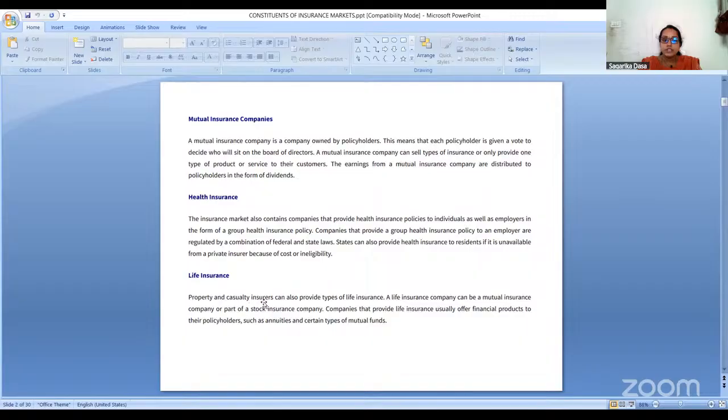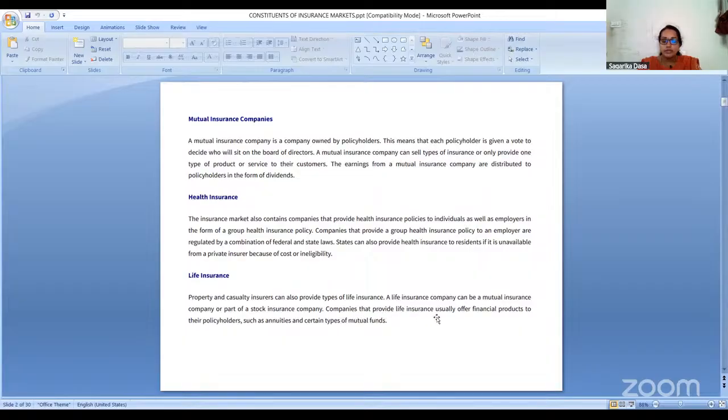A property and casualty insurer can also provide types of life insurance. A life insurance company can be a mutual insurance company or a part of a stock insurance company. Now, this particular life insurance company can be a part of a mutual insurance company, or it could be a part of the stock insurance company also. A life insurance company provides life insurance policies to the insured parties for the protection of their health. So that is your life insurance company.